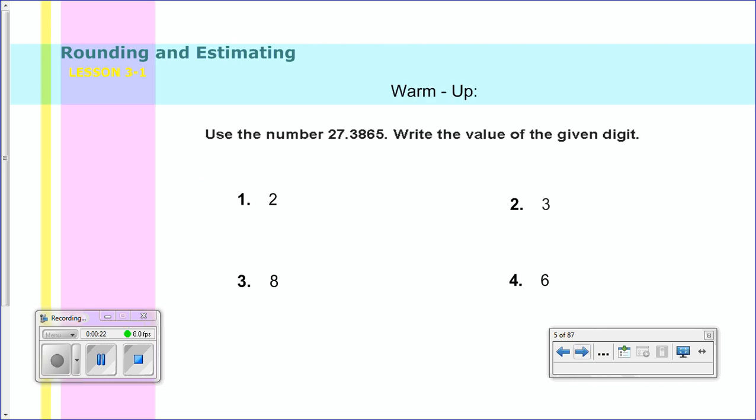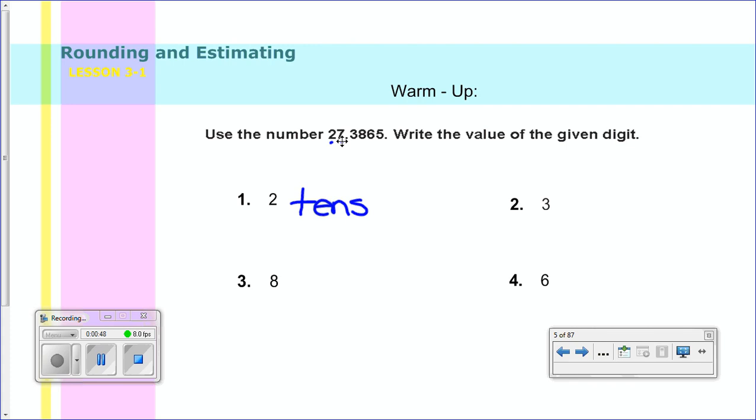And then we have our warm-up here, and it says use the number 27 and 3,865 10,000ths. Write the value of the given digit. So for example, number 1, they give us the 2. So you have to take a look up there and see what place the 2 is in. We'll do this one together. The 2, well, this is a 1s, this is a 10s. So the 2 is in the 10s place. We have 2 10s, which makes 20.